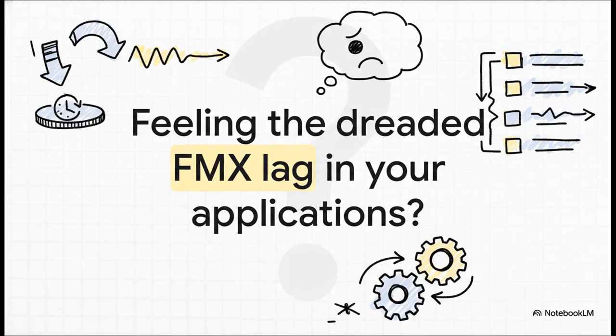You know exactly what I'm talking about, don't you? That tiny hesitation on a button press, the stuttering scroll in a list, that animation that just kind of jerks its way across the screen. It's that sluggish feeling, that lento vibe. It's probably one of the biggest headaches in cross-platform development, but here's the good news. It is completely solvable. We just need to understand what's really going on under the hood.